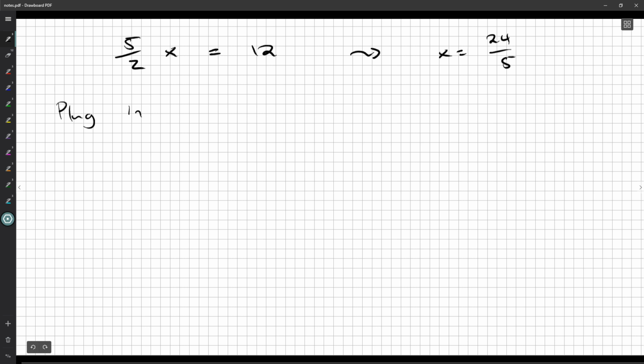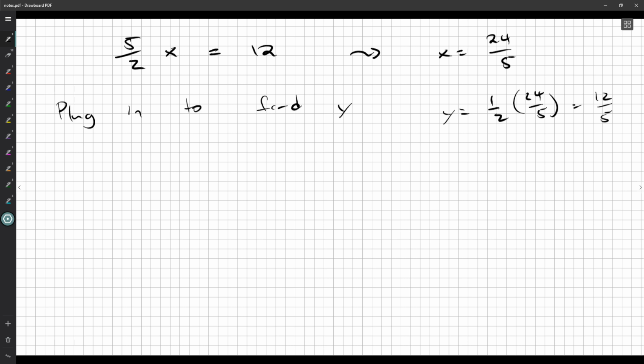So plug in to find y. It doesn't matter which equation you plug in to find y, they should both get you the same thing. So I'm just going to go with y equals 1/2 x, and we'll get 12 fifths. Okay? And if you're worried you did the calculation wrong, double check.